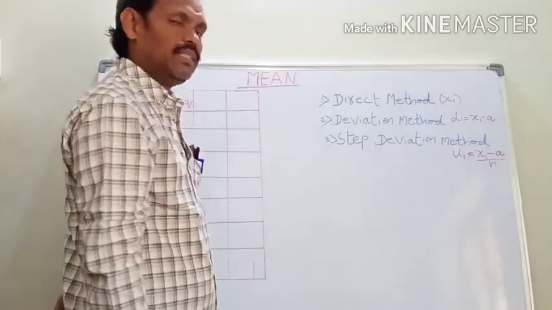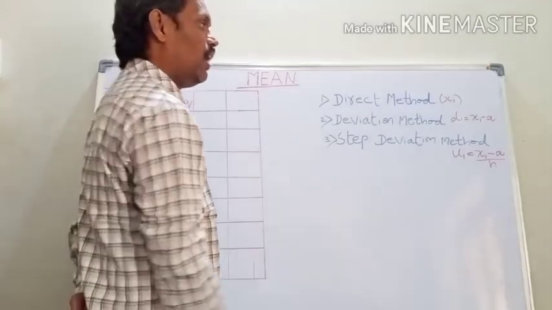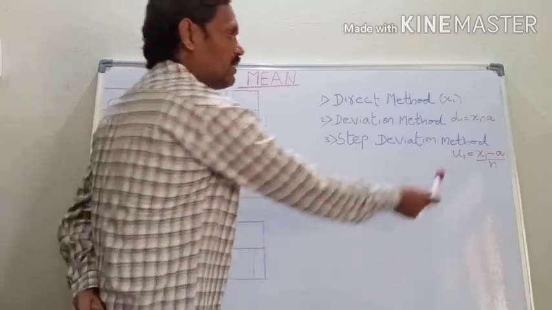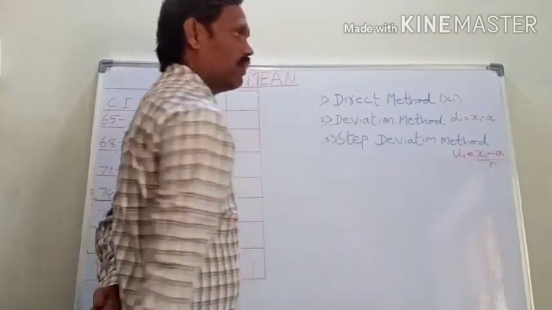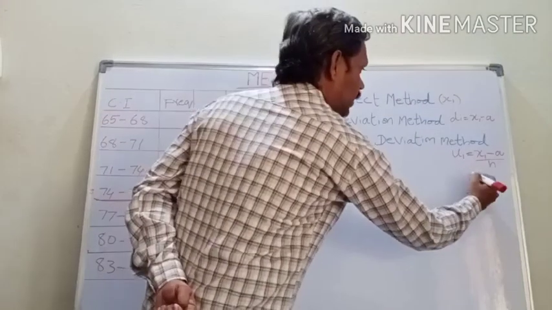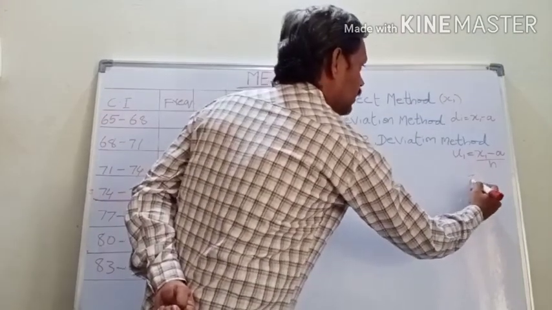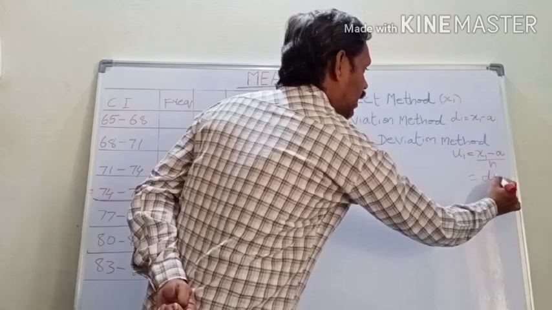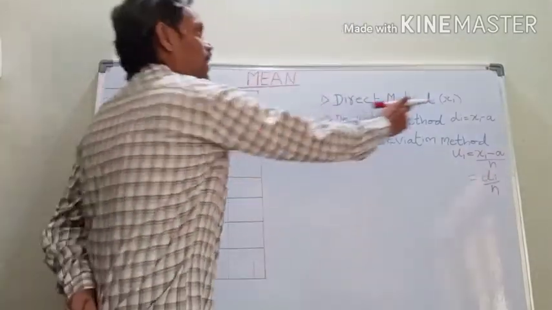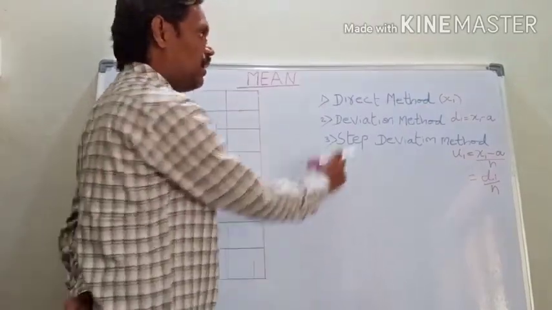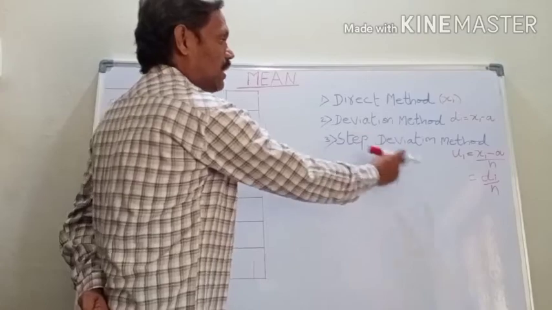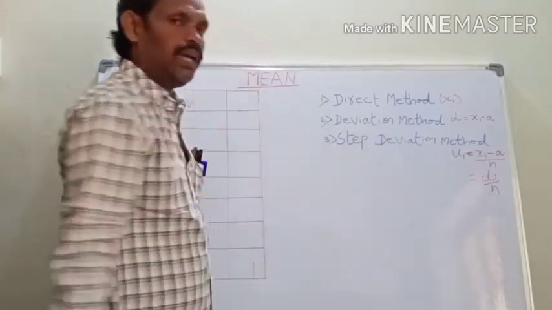In the step deviation method, you find the values of ui. The formula for ui is xi minus a by h, which is nothing but di by h. So in the direct method you find xi values, in the deviation method you find di values, and in the step deviation method you find ui values.